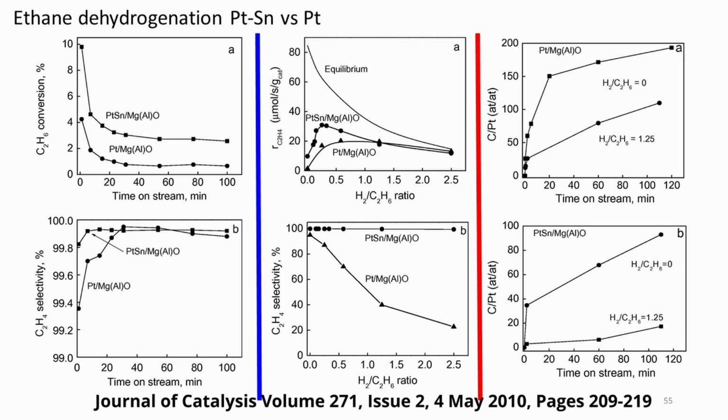The central and right figures show the effect of adding hydrogen to the feed. For both catalysts, the production of ethylene passed through a maximum and then decreased with increasing H2 to C2H6 ratio. Addition of hydrogen also prevents carbon formation, or at least decreases carbon formation. Do you have an idea why?